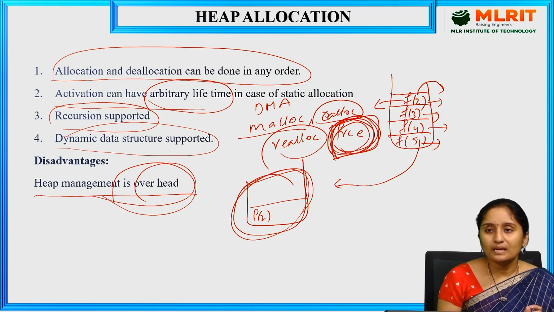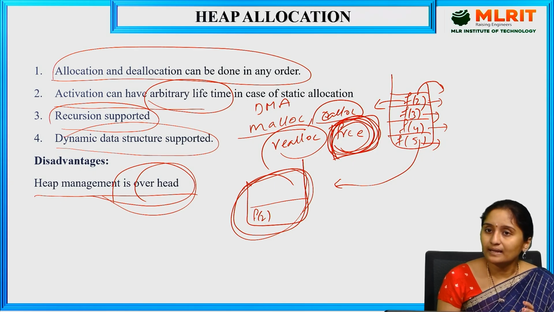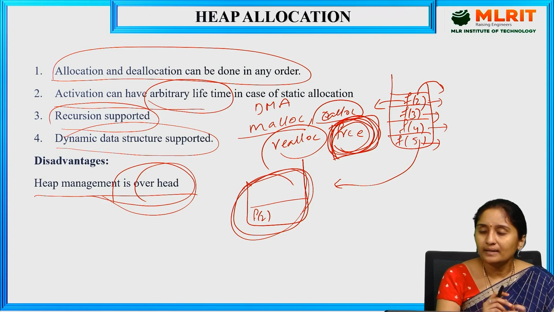So here we have discussed storage allocation, how we are going to allocate the memory. There are different storage strategies: static allocation, stack allocation and heap allocation. Static allocation is where the memory is allocated at compile time, not at runtime or execution time. Coming to stack allocation and heap allocation, the memory is allocated dynamically, at runtime.